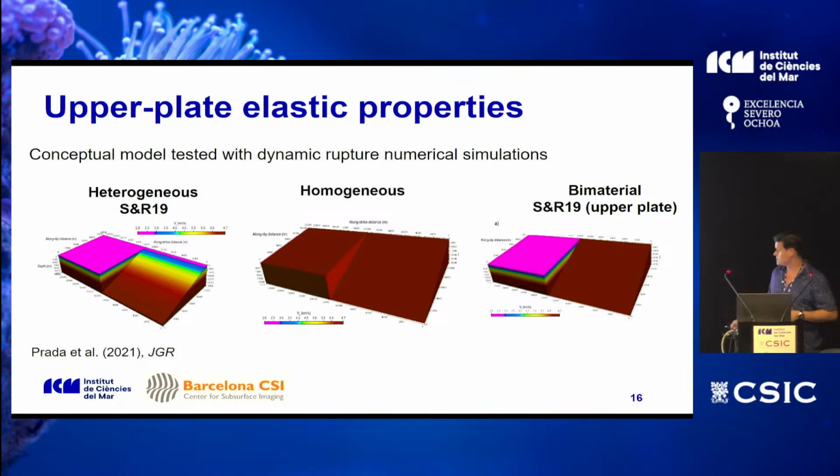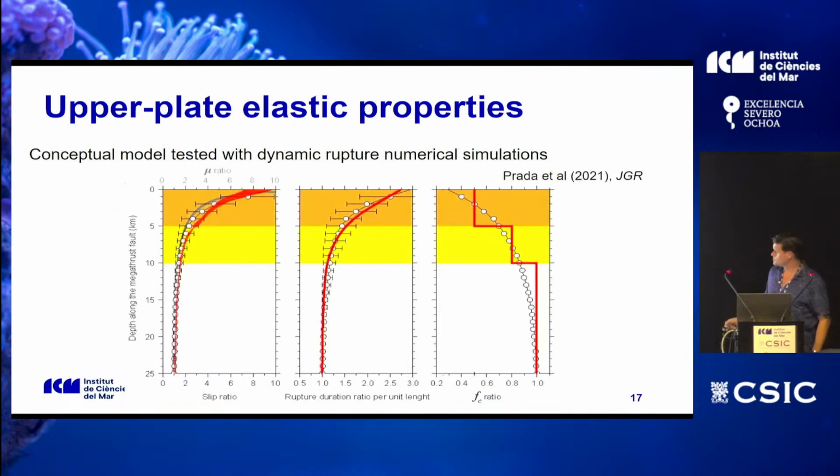And what we found is that using this distribution, which comes from the conceptual model in the previous study, we were able to reproduce with this red line the values that this conceptual model presented in the previous paper. So we validated with numerical simulations the conceptual idea that rigidity and elastic properties control the dynamics of these earthquakes.